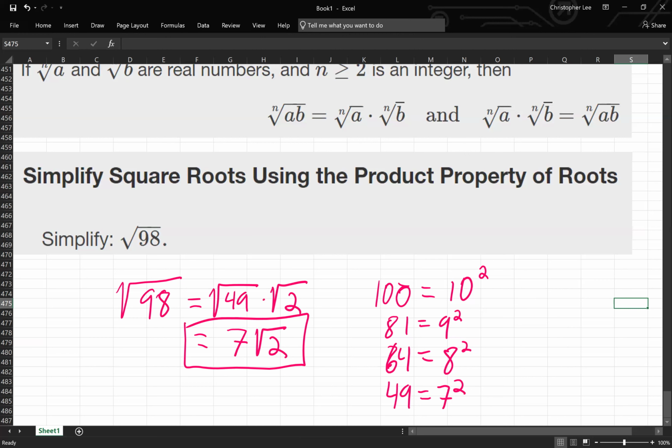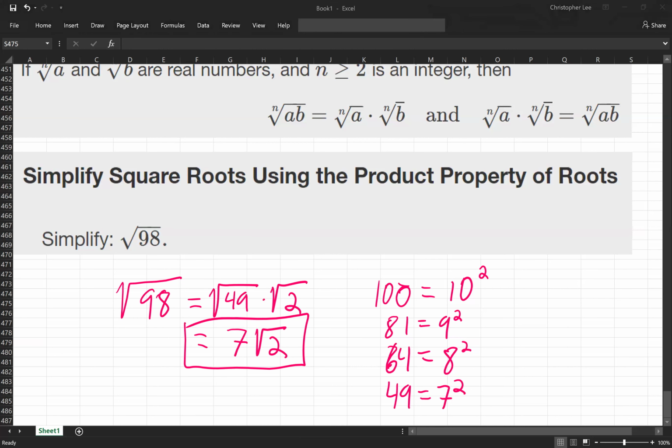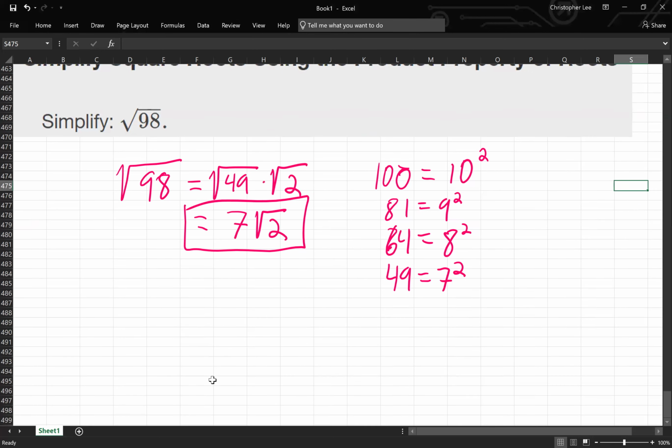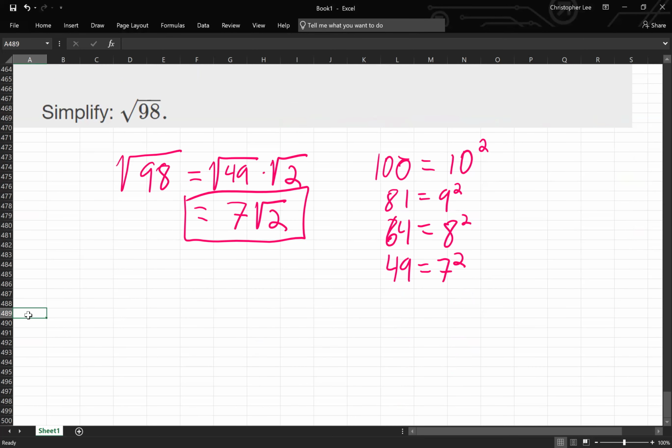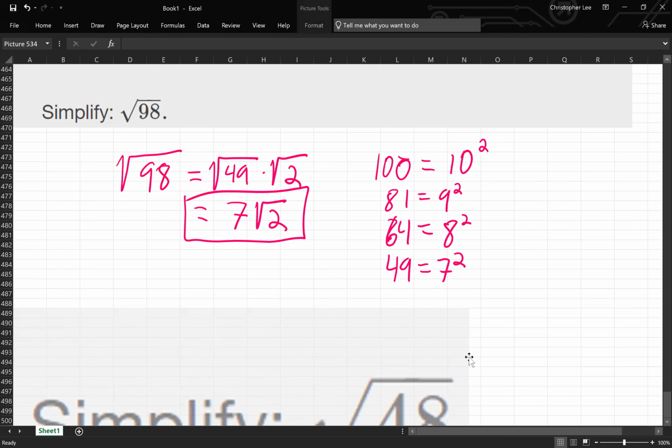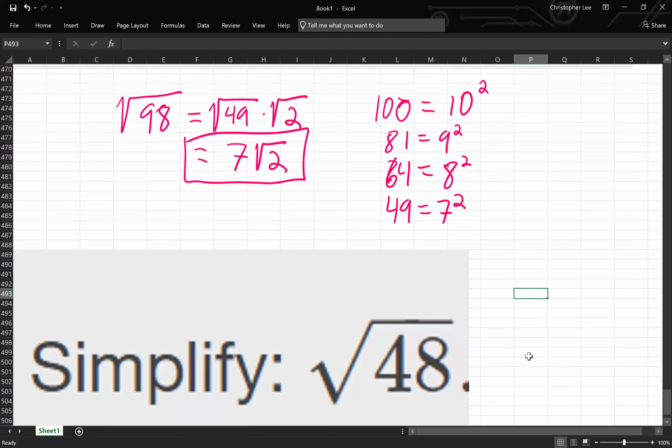That being said, let me let you guys try one. Something quick. I want to simplify this down. That's what my goal is. Look at your perfect squares, work backwards.